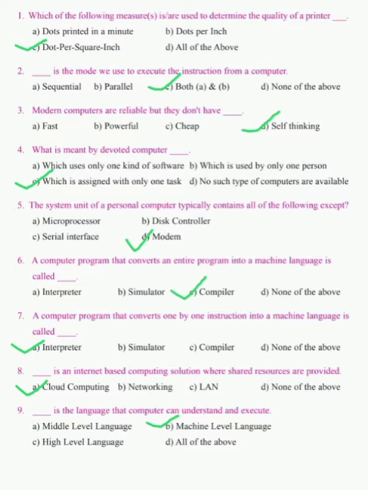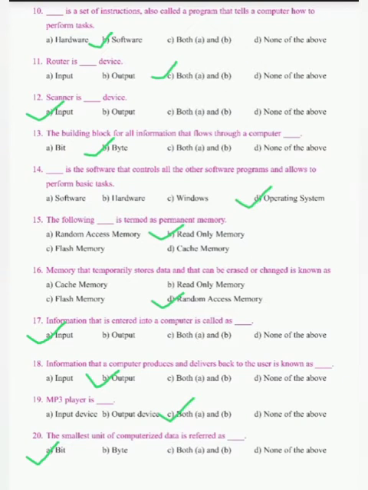Dash is the language that a computer can understand and execute. A. Middle level language. B. Machine level language. C. High level language. D. All of the above. Answer: Machine level language.